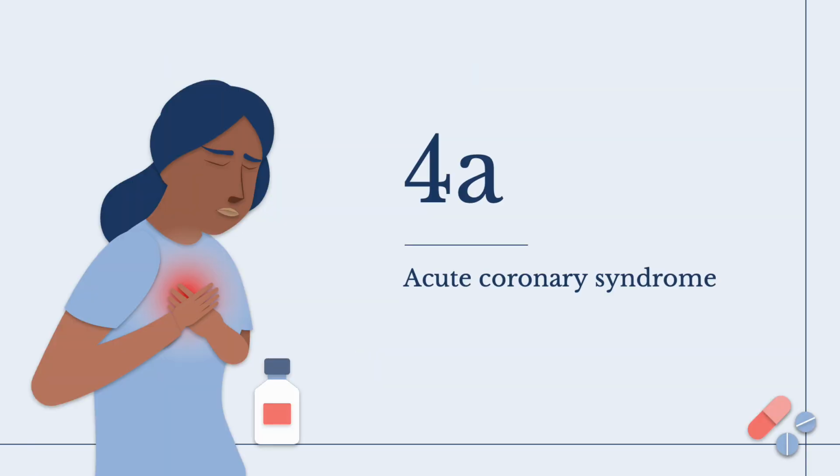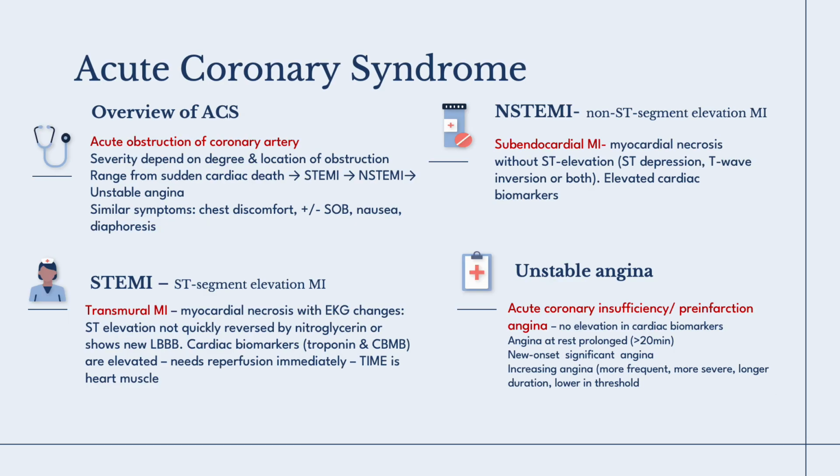We'll start with our basic review of acute coronary syndrome. So as you remember, this is an acute obstruction of a coronary artery, and the severity is going to really depend on the degree and location of the obstruction. Patients can range from sudden cardiac death to STEMI to non-STEMI to unstable angina. Similar symptoms across the board: chest discomfort, pain. They may or may not have shortness of breath, nausea, diaphoresis.